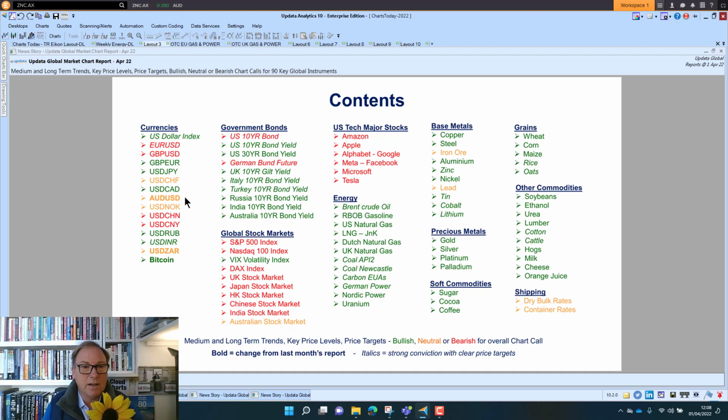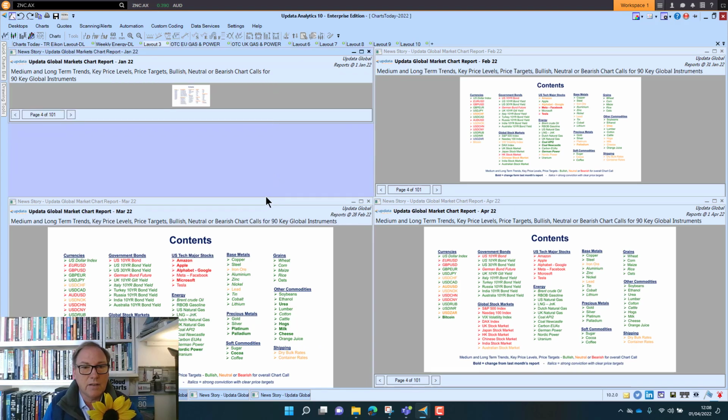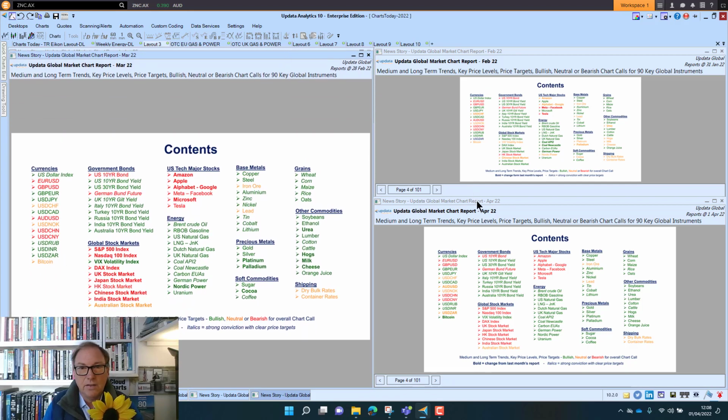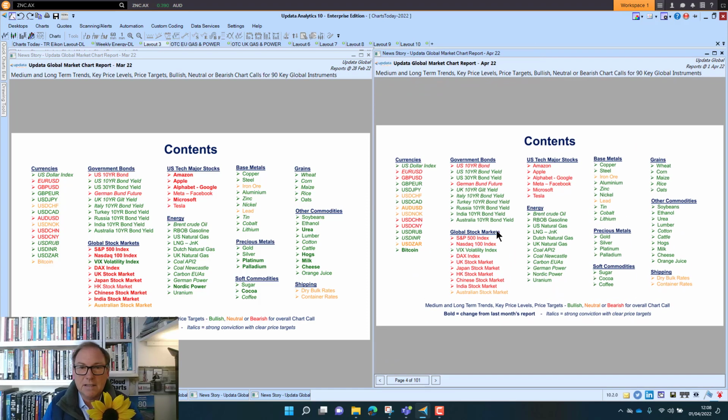The Aussie dollar in the last month has become more neutral, as has the South African rand. Those are about the only bold changes. So really, the picture is little changed, and we can compare. So here is January, February, March, April. So you can compare previous reports, and if we just look at the last month, we can see here the changes, and as I mentioned, the ability to compare the two.